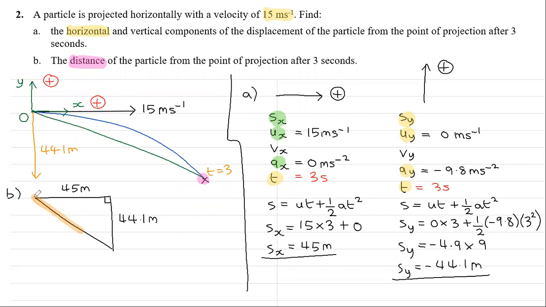okay, from the origin. Now, it's not the distance along the path, it's the distance of the particle from the point of origin, okay? Just want to make that clear. So the question states it's the distance of the particle from the point of projection, okay? It's not the distance it's traveled along its path. That would be a greater distance and would be represented by this arc here, but we're not figuring that out at the moment, okay, or at all in this example.